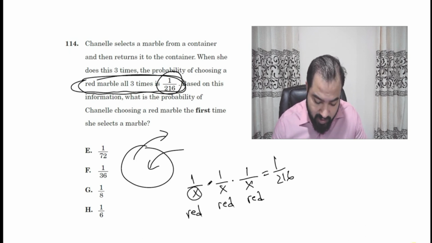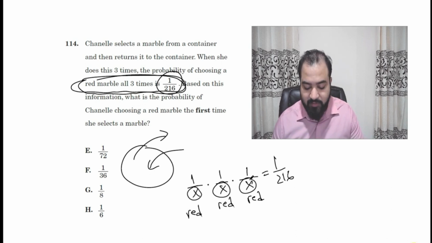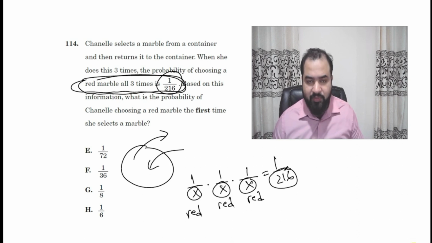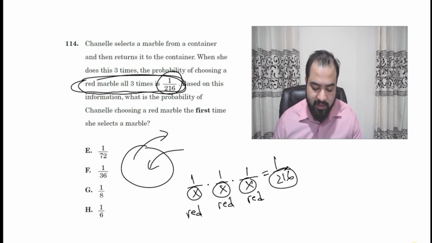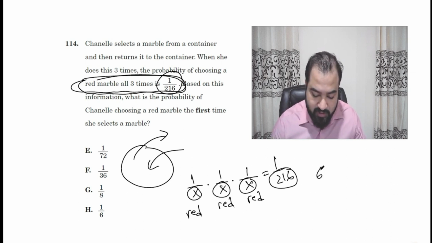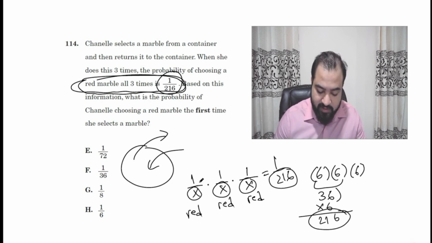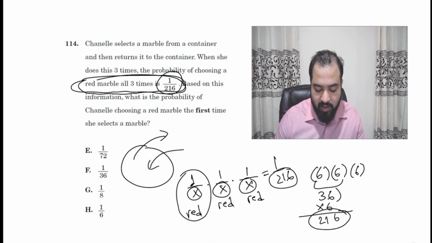So what number x multiplied 3 times gives you 216? Think of a number that you multiply 3 times by itself and you get 216. You can do trial and error. We can check 6. So 6 times 6 times 6, let's check it out. 6 times 6 is 36, and times 6 again is 216, ending with 6. That's good news. So we can say x is 6. So the probability of picking red only 1 time is 1 out of 6, because x is equal to 6.